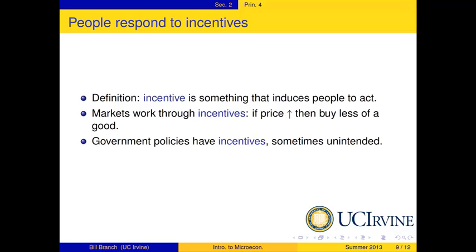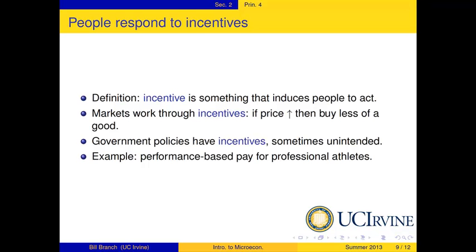This happens in lots of different types of insurance policies. Lately, there's been a lot of argument about Obamacare and government provision of health insurance. And health insurance is another example where by providing people insurance, it gives them incentives to behave in an unhealthy way.